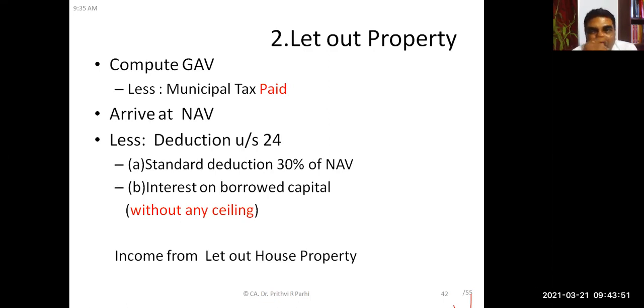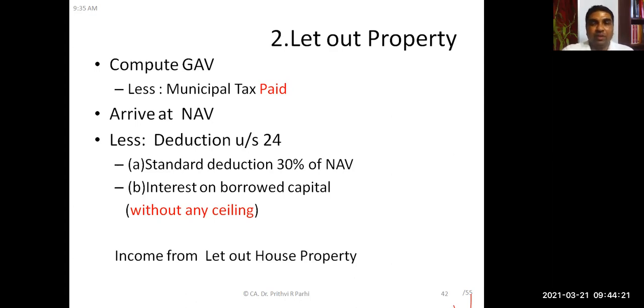And in case of self-occupied house, there is a limit of up to 2 lakh rupees, is it not? Here, there is no ceiling. That means any amount you have paid as interest on borrowed capital shall be allowed as deduction. All the amount will be allowed as deduction. There is no ceiling limit so far as interest on borrowed capital is concerned if the property is a let out property. Understood?